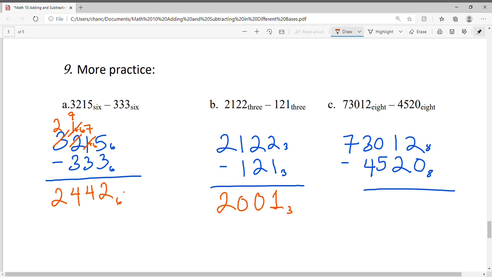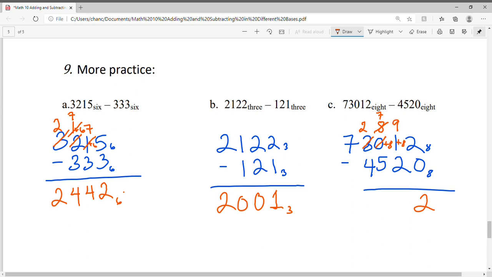Part C is base 8. 2 minus 0 is 2. I cannot take away a 2 from a 1. So I'll have to borrow. But the 0 does not have anything. So we'll have to borrow from the 3. And that reduces that to a 2. But I'm going to have to add 8 back to the 0. So that makes that an 8. Then I can borrow from the 8. We'll make that a 7. But then we're forced to add the 8 back to the 1, which makes that a 9.